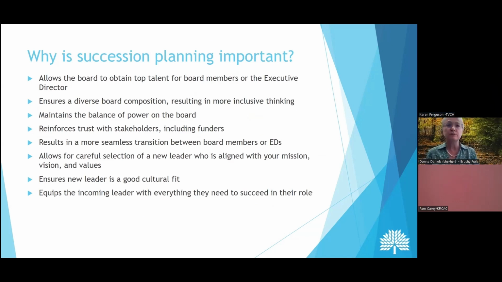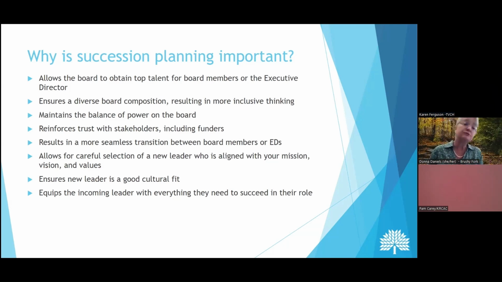It allows the board to obtain top talent for board members or executive directors. So if you're thinking ahead in terms of how you're going to replace board members, again, thinking back to that board matrix, what are the skill sets that we need? What kind of diversity do we want on our board? What are the qualities, characteristics that we want on our board? So you're able to act proactively with that. And it's the same with staff and with the executive director.